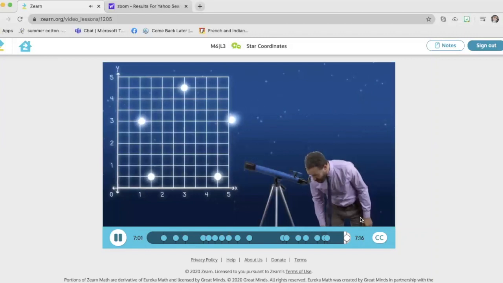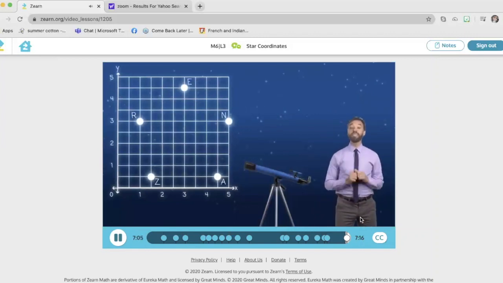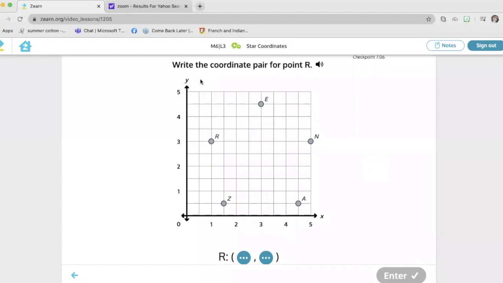Whoa, look at these points. What are the coordinate pairs for these points? All right. So the very first thing I want to do is look at my coordinate plane. I want to look at my x and my y axis to figure out what these little marks are that they didn't mark. Okay, I can see that they did my wholes for me, but they didn't do every mark between a whole. So it looks like we're going to be in halves because this would be halfway between 0 and 1. This is halfway between 1 and 2. So I know I'm working with halves.